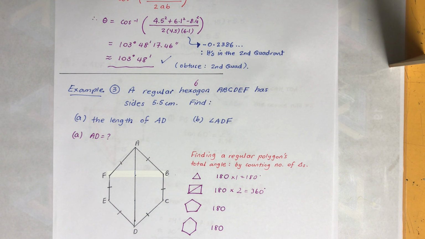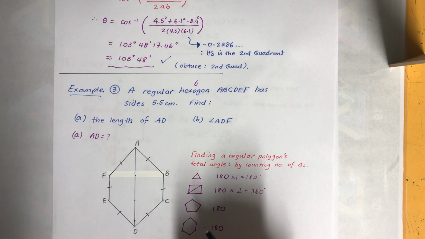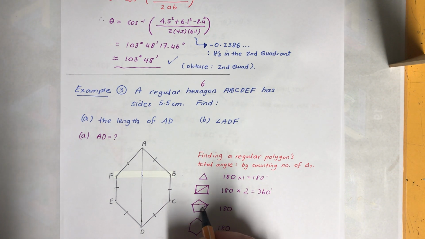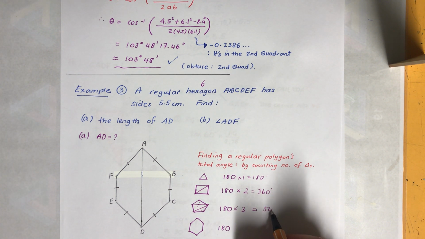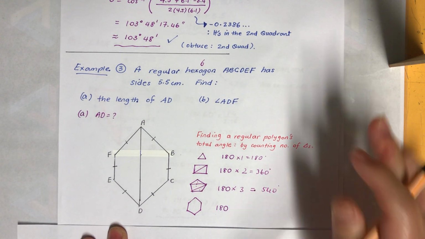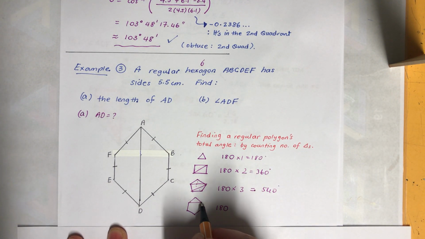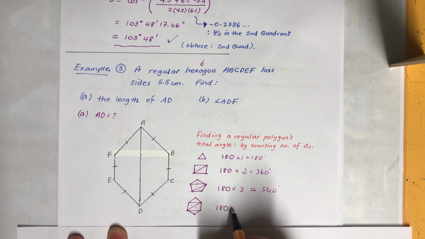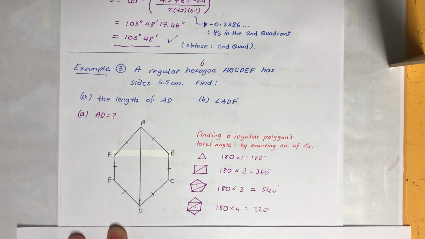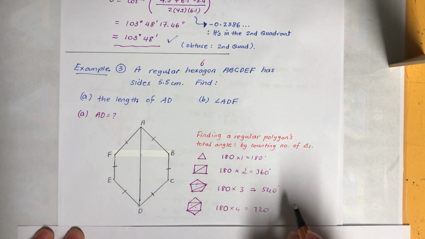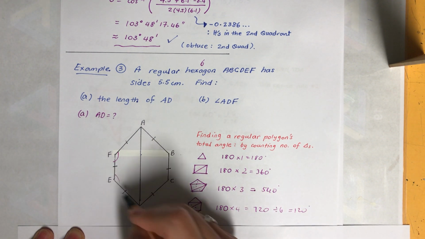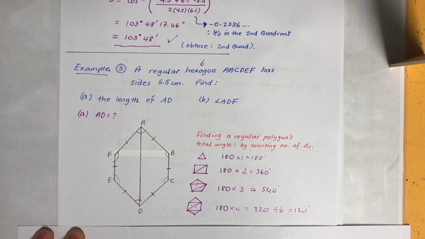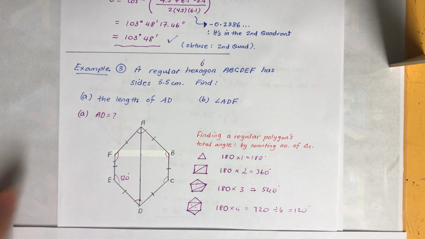Yes, and then with pentagon, what would you get for pentagon? Let me see. So 1, 2, 3. So I'm going to go 3. So when you times 3, 540 degrees. That's a total. Now with the hexagon, so 1, 2, 3, 4. I'll get 720. Now there's 6 of them, so you divide it by 6, you will get 120. So each individual angle of a regular hexagon is 120 degrees.